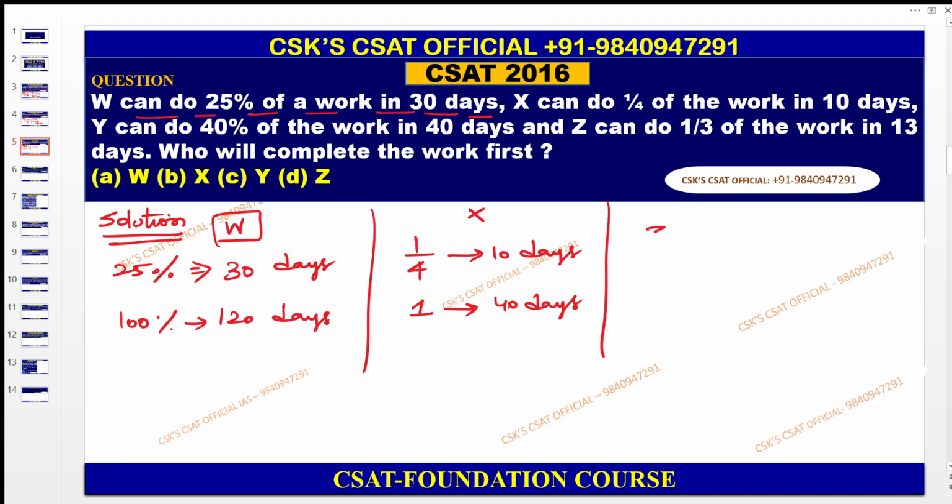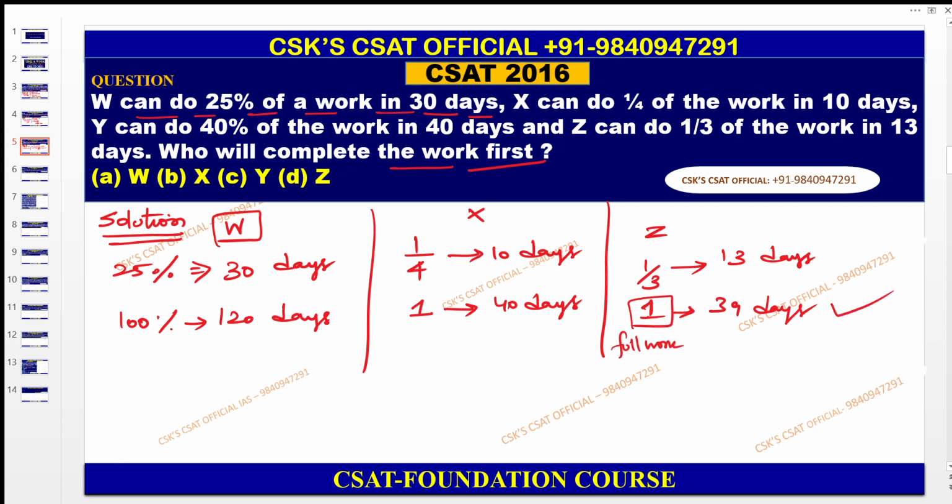X takes 40 days. Z takes 1/3 of the work in 13 days, which means the full work takes 39 days. Who will complete the work first? The person taking the least number of days. Among these, Z takes the least number of days. So the answer for the question here is D, Z is the correct answer. Shall we move on to the next one? So let's move on to the next one.